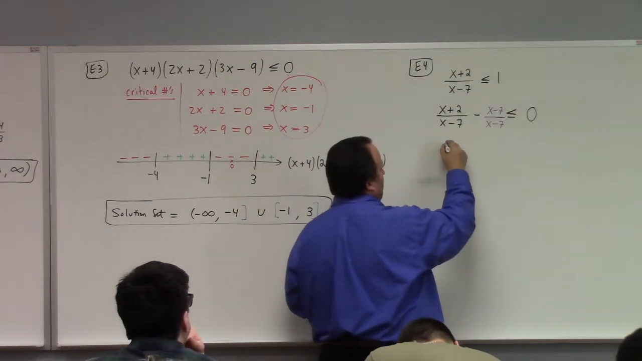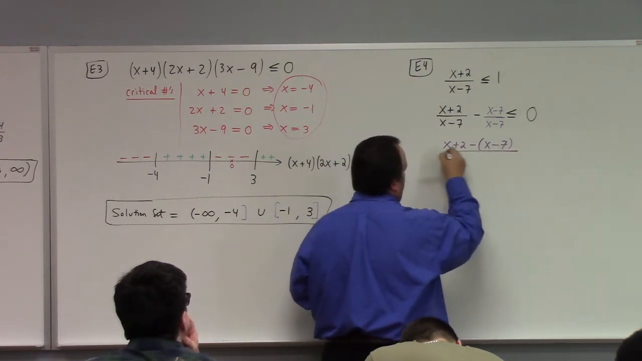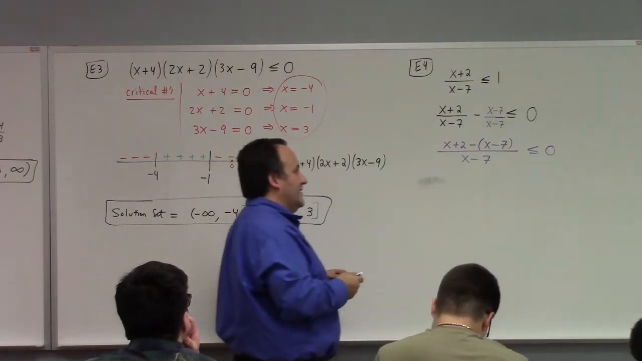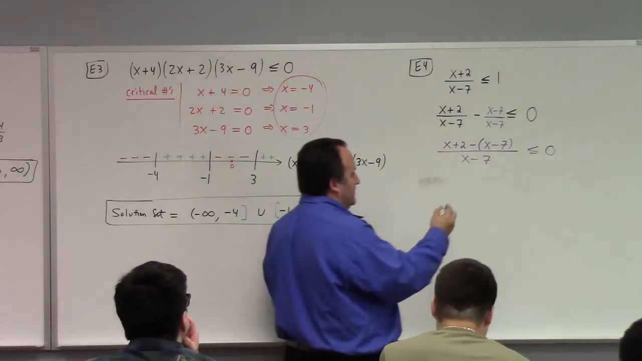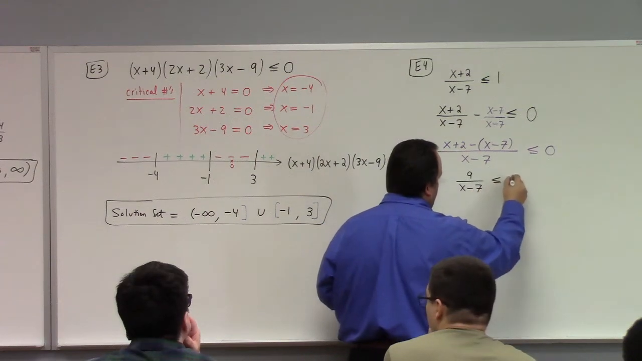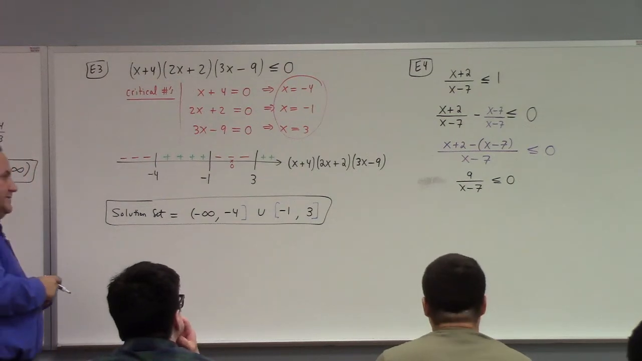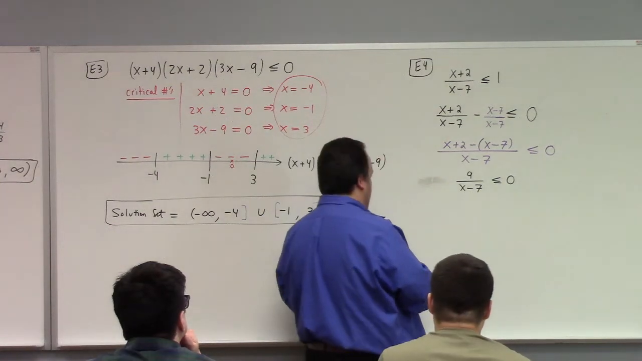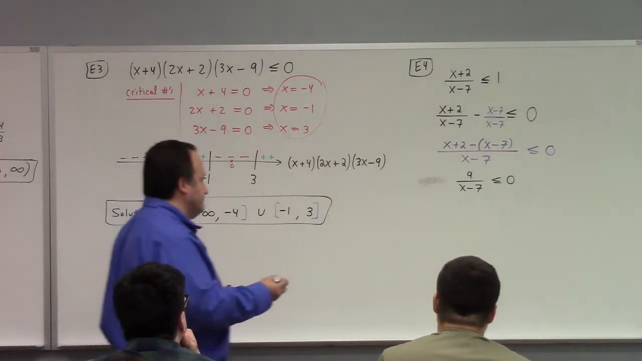And then this gives us x plus 2 minus, parentheses are your friend, x minus 7 divided by x minus 7 less than or equal to 0. Notice how that works out. The x's cancel this time, right? And you're left with what, 9 over x minus 7. This one's actually even simpler than the example 1. And so what's the critical number or numbers? Yeah, critical number is just 7. Yep.